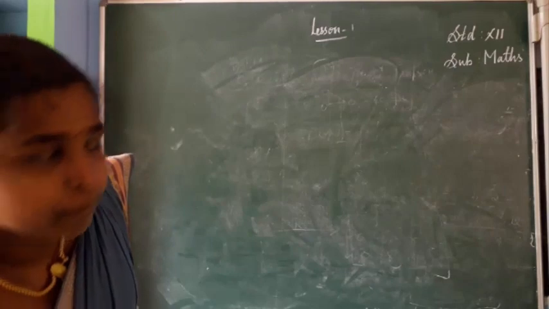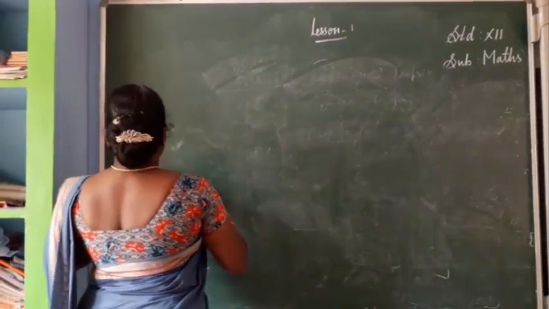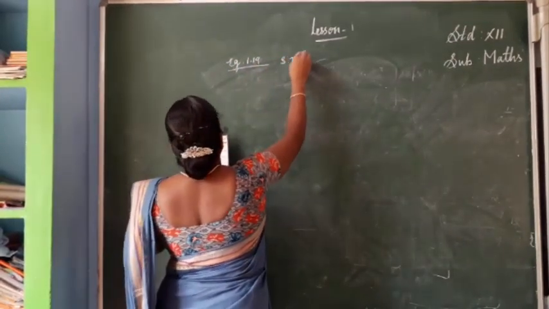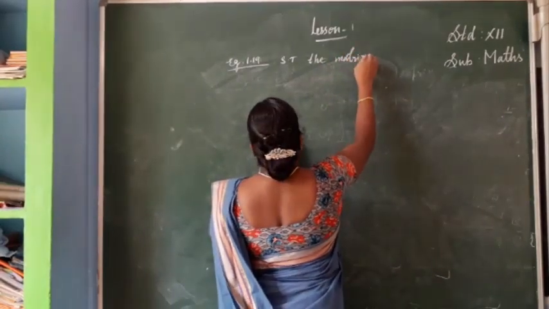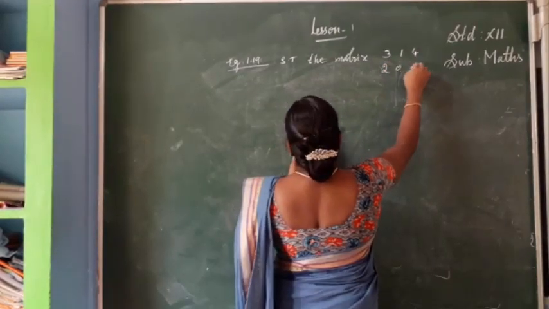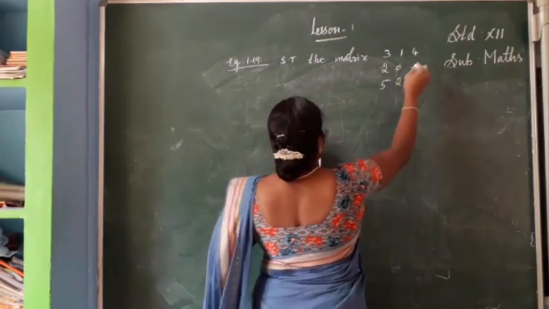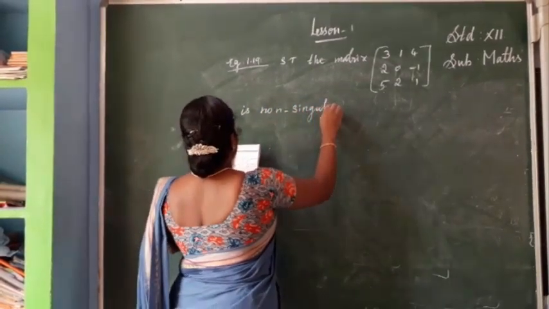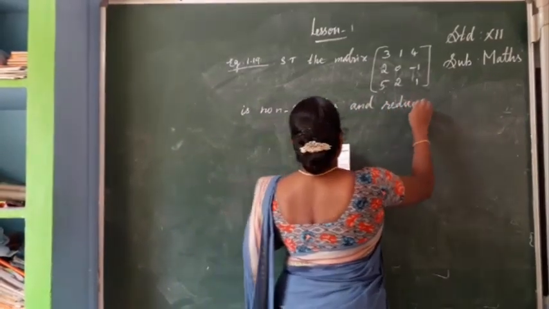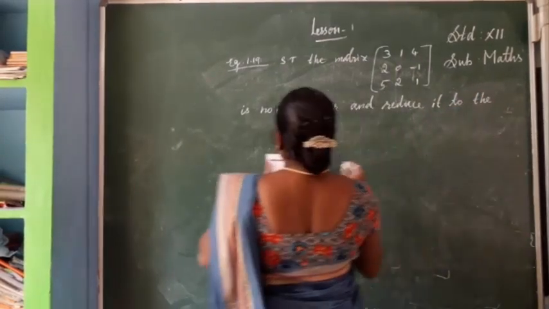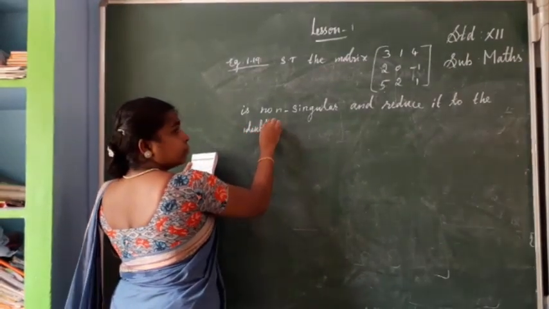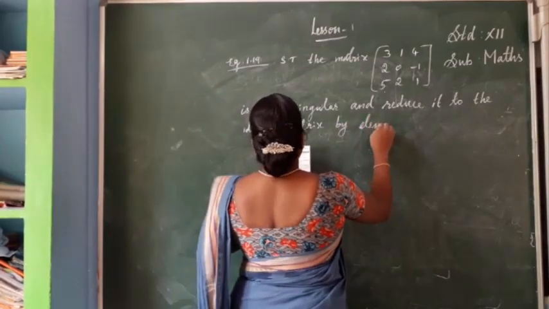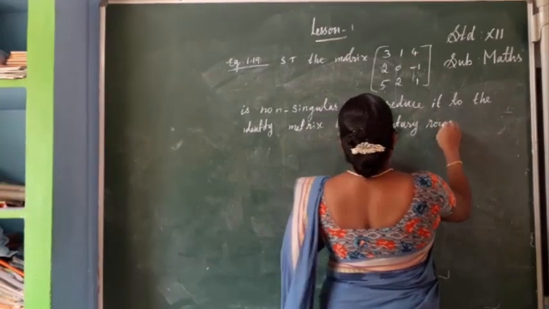Next problem. Example 1.19. Show that the matrix 3 1 4, 2 0 minus 1, 5 2 1 is non-singular, and reduce it to the identity matrix by elementary row transformation method.